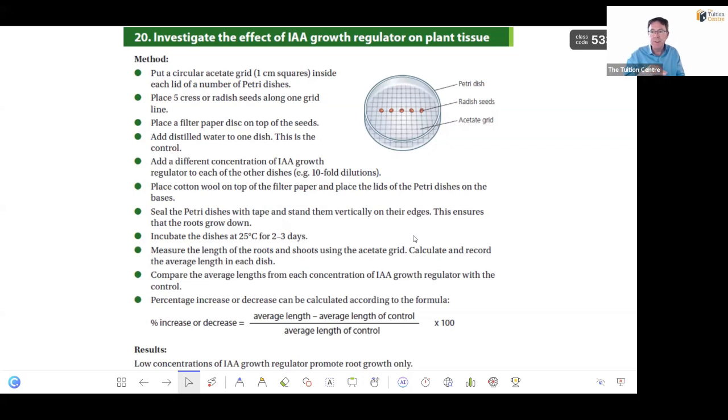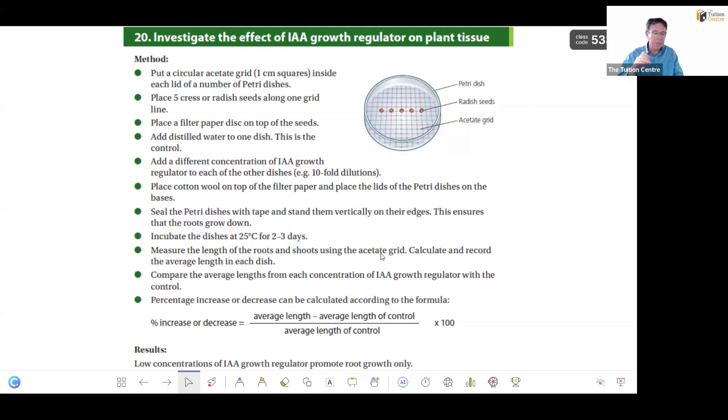So you give them a few days at 25 degrees, standing like this, and then you come over and measure the percentage increase for each of the different concentrations. But the basic idea is that low concentrations of auxin promote root growth. Higher concentrations of auxin promote shoot growth, but not root growth. And very high concentrations inhibit both. So low concentrations give you only root growth, higher concentrations give you only shoot growth, and very concentrated auxin gives you inhibition.